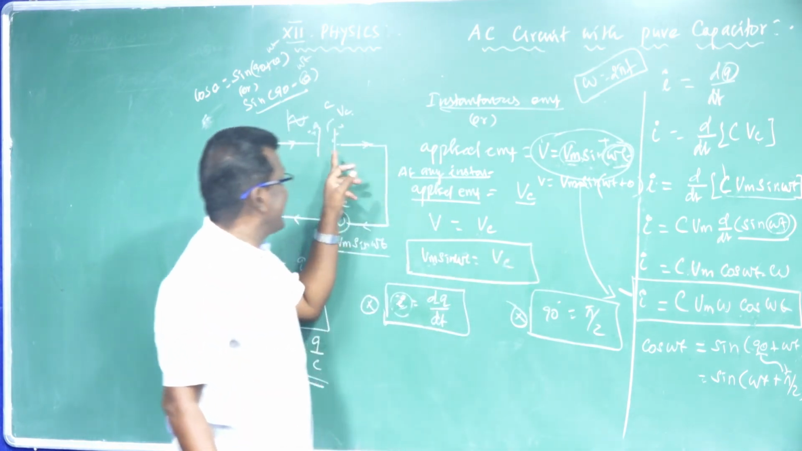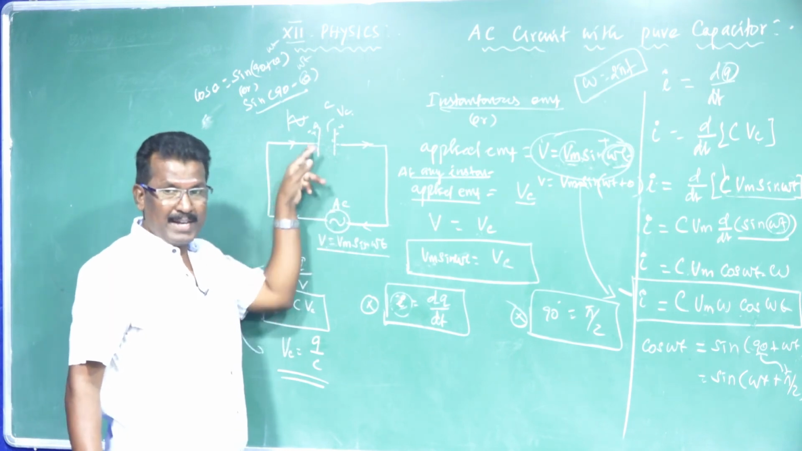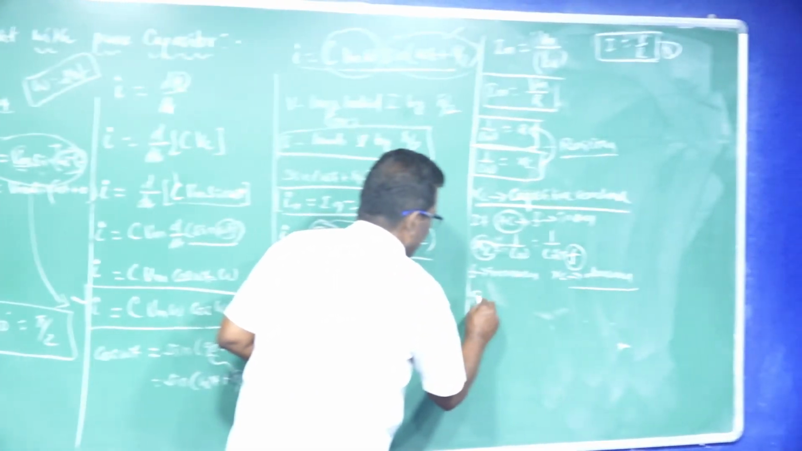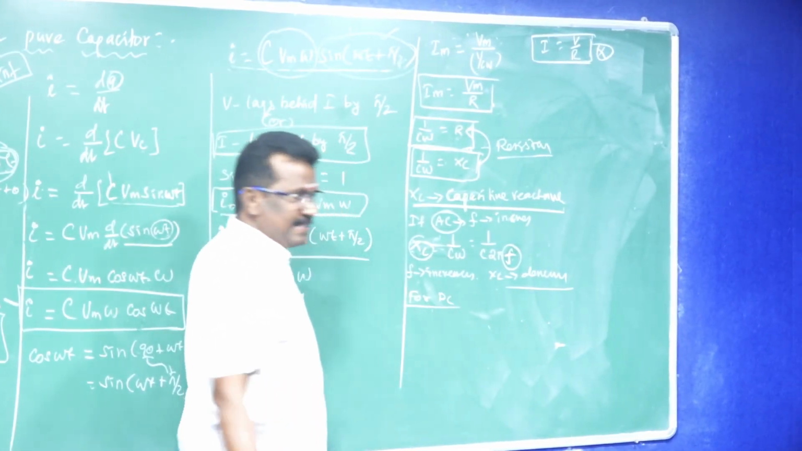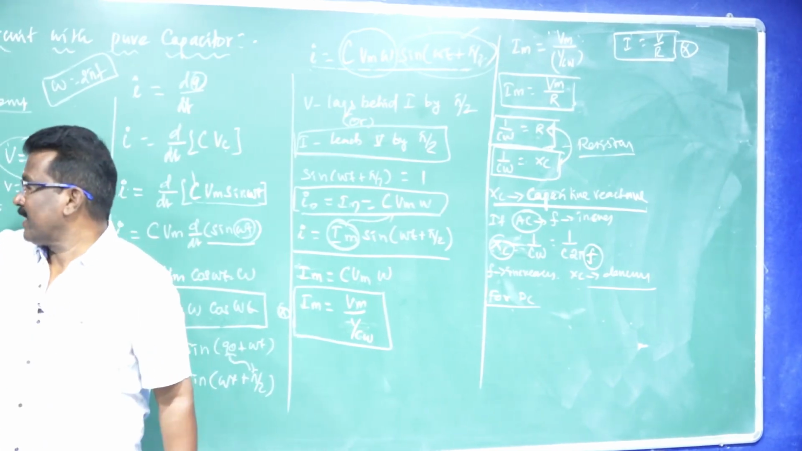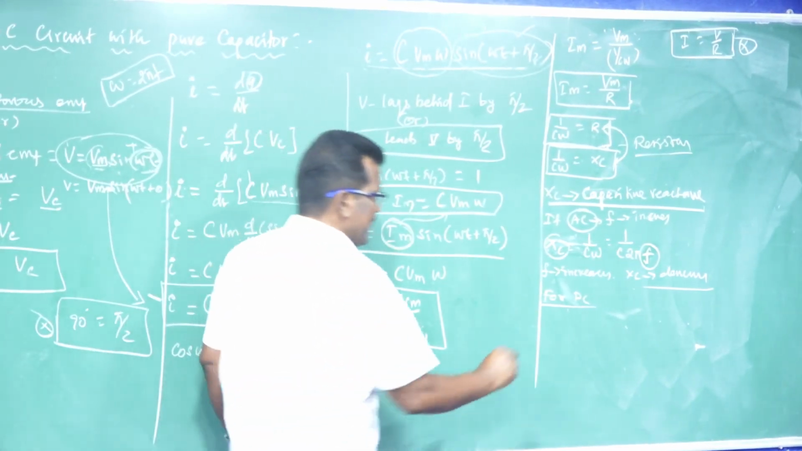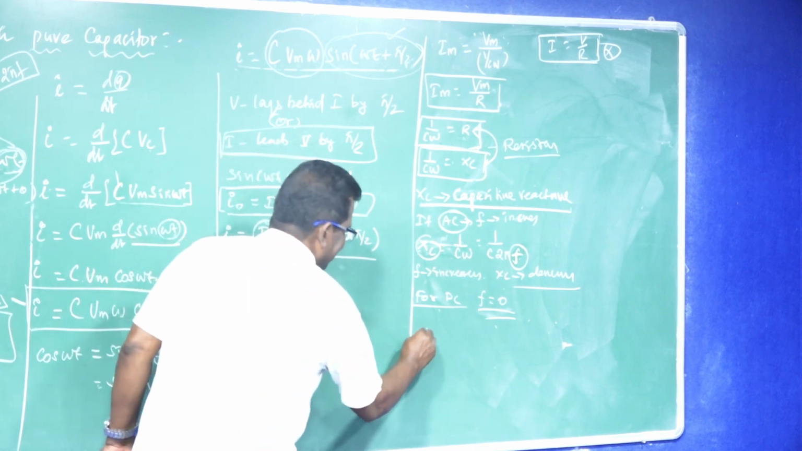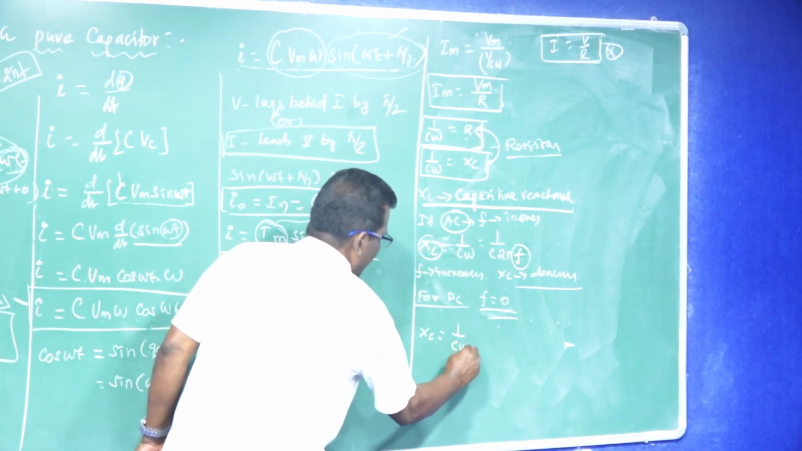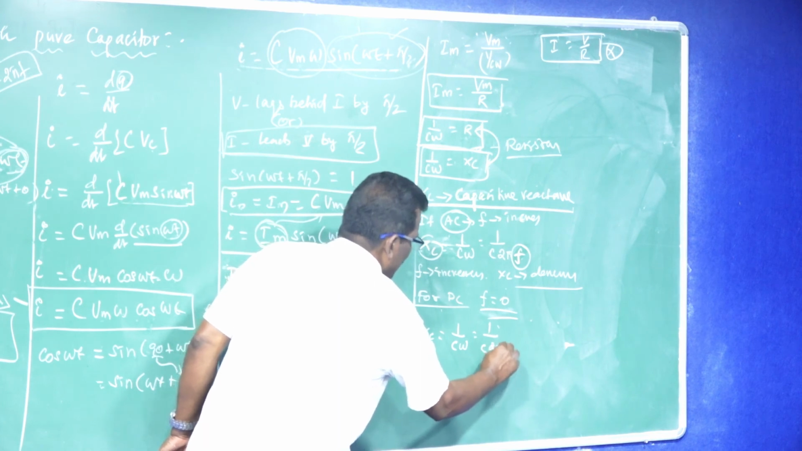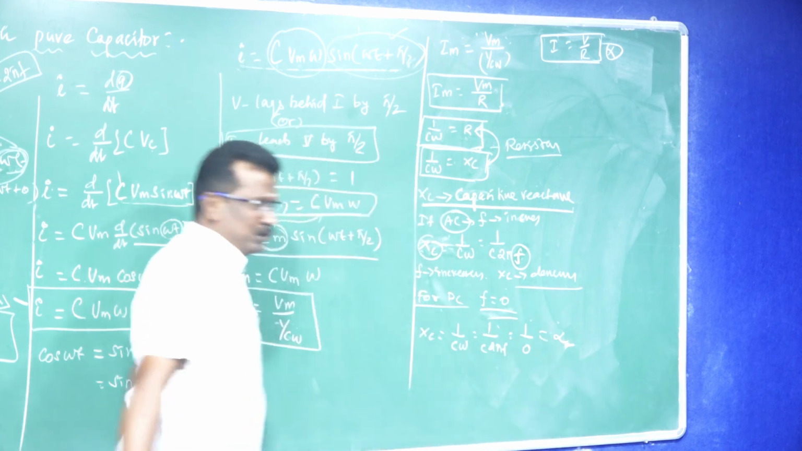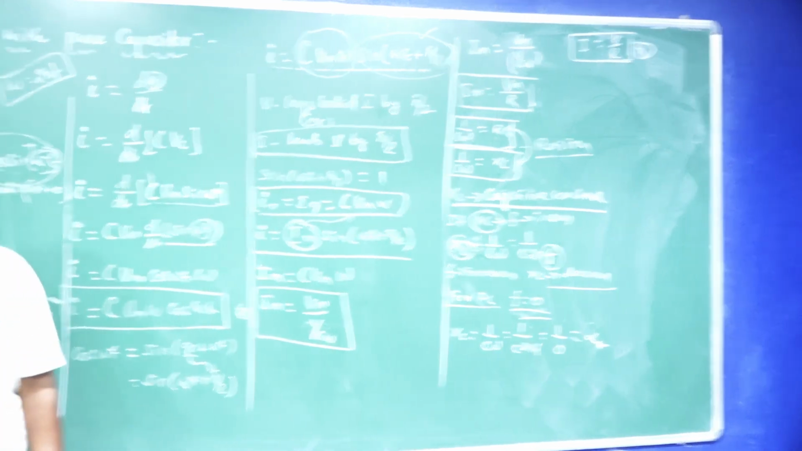That means the capacitor allows the AC signal or AC component. Otherwise, for a DC signal, when the DC is connected across a capacitor, for DC, F is equal to 0. There is no change, there is no frequency. So capacitive reactance XC is equal to 1 by C omega, 1 by C 2 pi F, so 1 by 0. So 1 by 0 is nothing but what? Infinite. 1 by 0 is nothing but infinite.